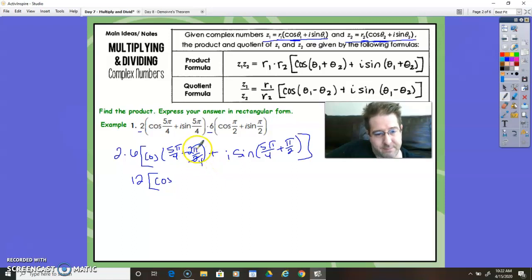2/4 is the same as 1/2. Now I can add them. 5 pi plus 2 more pi makes 7 pi over 4. And add that to i times sine of 7 pi over 4.